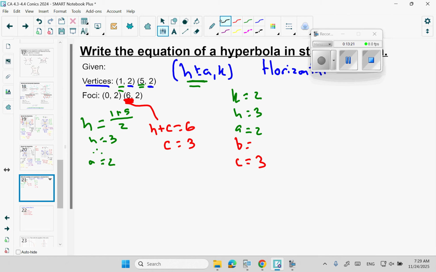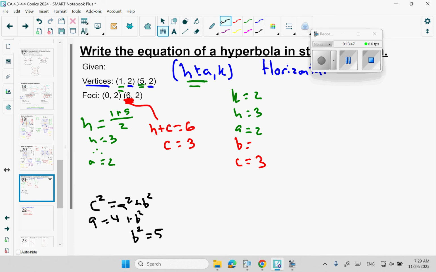And I can use c squared equals a squared plus b squared to solve for b there. So I would get 9 equals 4 plus b squared. B squared has to equal 5. So b would be the square root of 5. Now, because I'm going in to write an equation, again, I don't need b technically, but what I need is b squared, so that's a perfectly fine place to stop there.